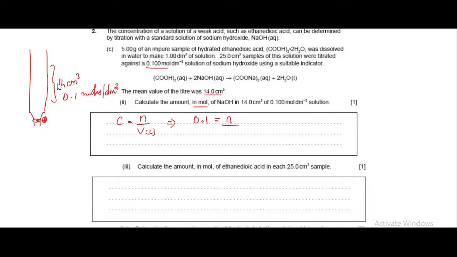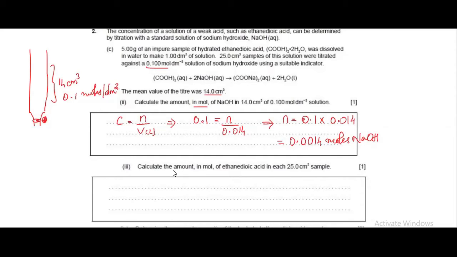For that, this 14 has to be divided by 1000. 14 divided by 1000 helps us get the value in liters. That would be 0.014. So on cross multiplying, the number of moles will be equal to 0.1 times 0.014. That will be equal to 0.0014 moles of NaOH. The number of moles of the base used is 0.0014.